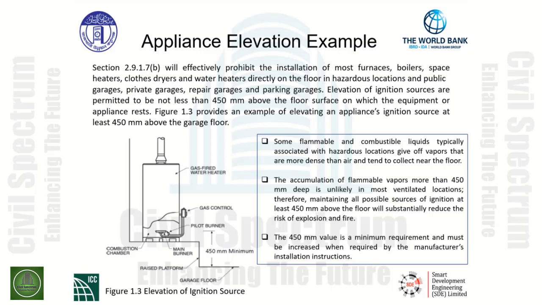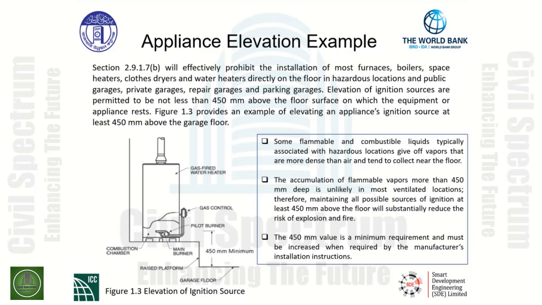This will effectively prohibit the flammable and combustible liquids that give off vapors that are more dense than air to collect near the sources of ignition. So in order to elevate the appliance, we are being above that threshold elevation. The accumulation of flammable vapors more than 450 millimeters deep is unlikely in most ventilated locations.